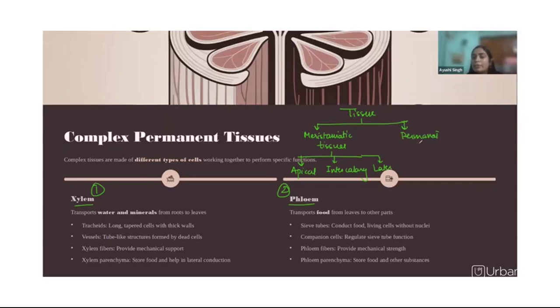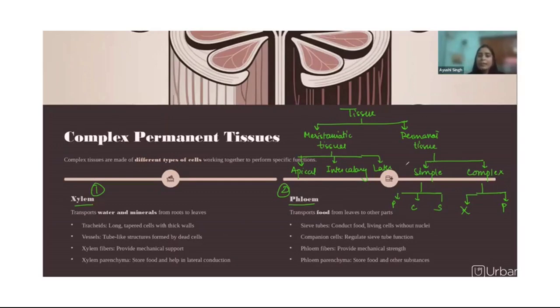Now, under permanent tissue, you will get two types. That would be simple and complex. Then again, simple is of three types, and complex is of two types. Complex is xylem and phloem. And simple is parenchyma, collenchyma, and sclerenchyma. So this chart will give you a better idea. That's why I explained it to you here.